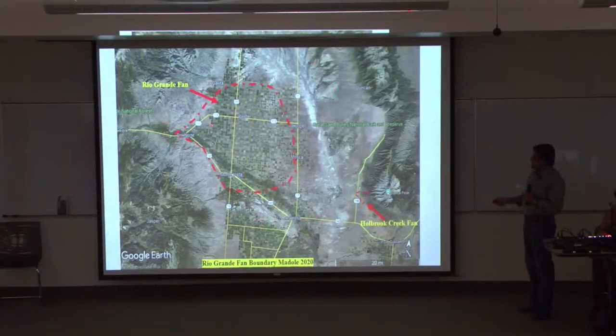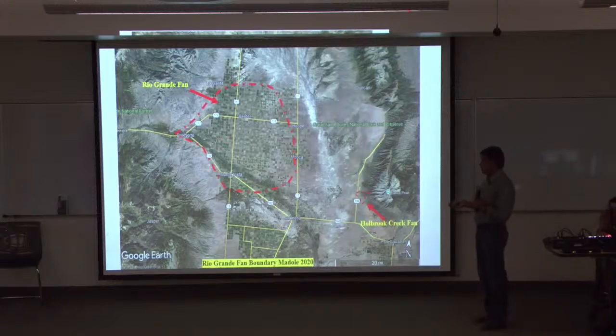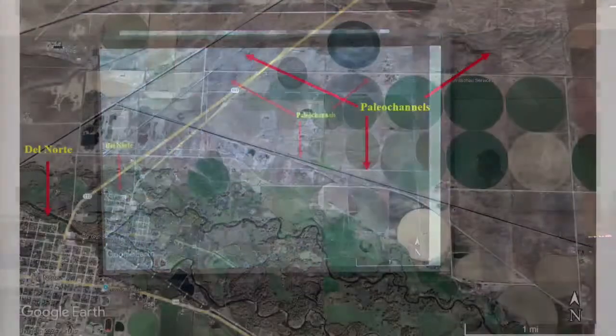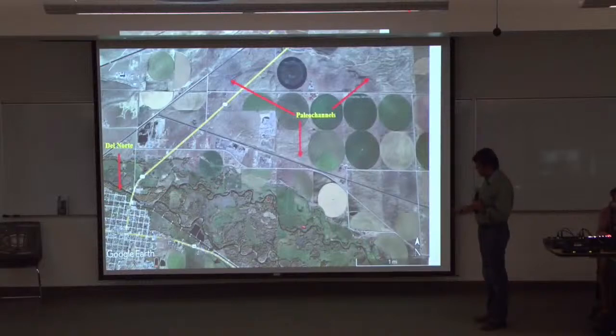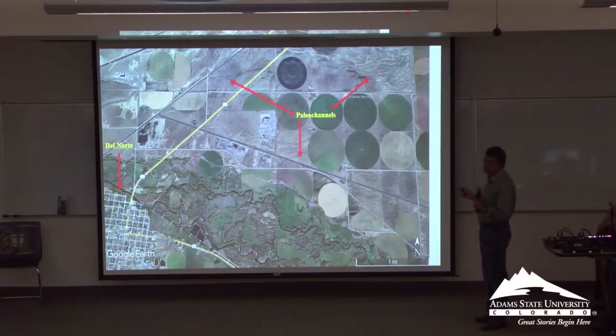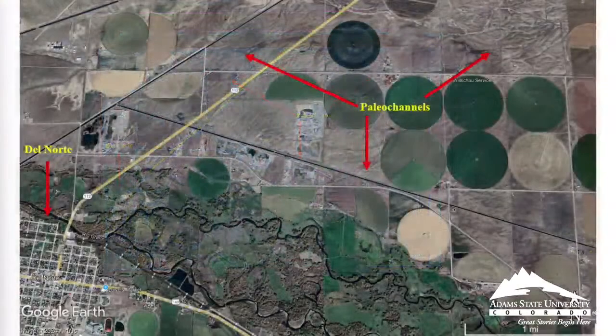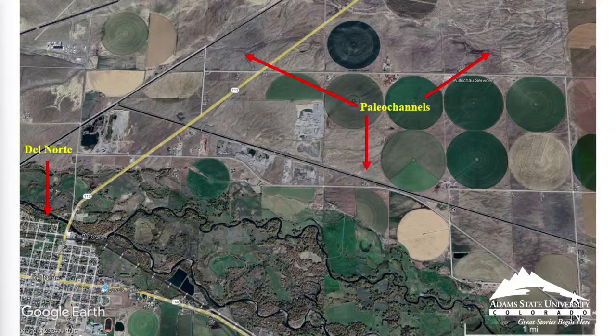Now let's look at this section here, and I'll show you something that I find very interesting. So this is Del Norte, and this is the present day floodplain. This is where the Rio Grande is flowing at present. Look at these features here in these fields. These are relict paleo channels. Water was flowing through these areas when the fan was actively depositing, during the time that the glacial waters were coming out of the San Juans. So you can still see these areas.